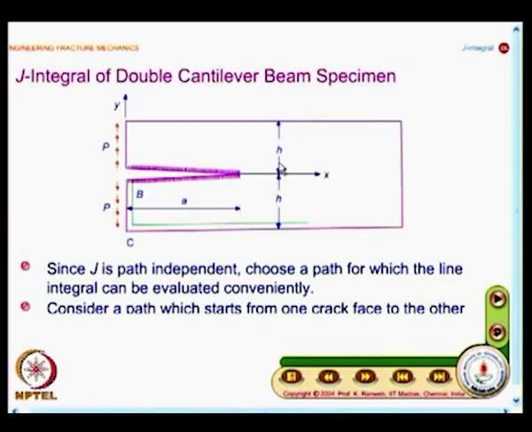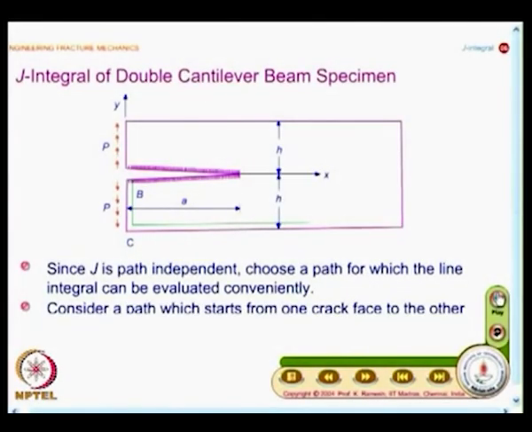and you have a particular height h, and for all our analysis we are going to consider the length of the beam as a, which is the crack length, and do the computation. And we have already noted that J is path independent. So, choose a path for which the line integral can be evaluated conveniently. So, we will choose a path where the contour integral goes to 0 at many places. So, we have to do computation only at a place where the contour integral is non-zero.